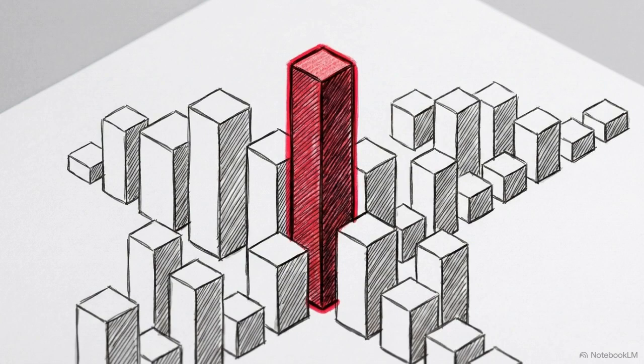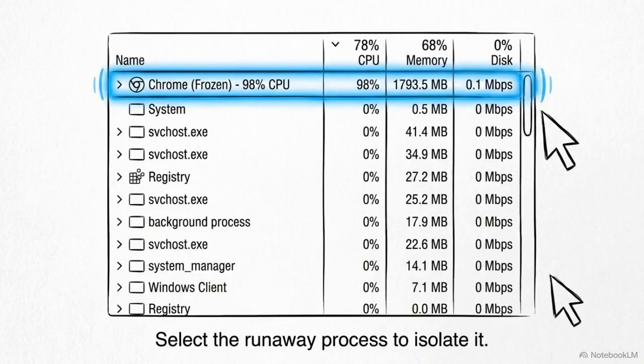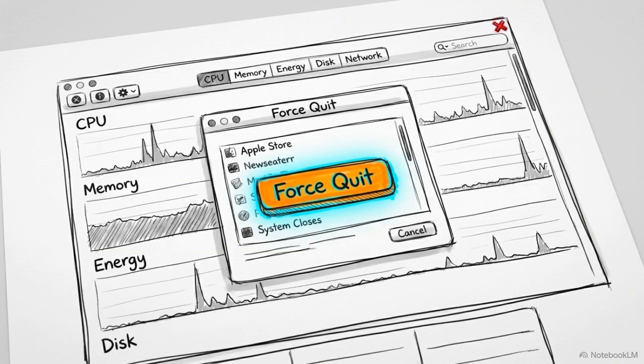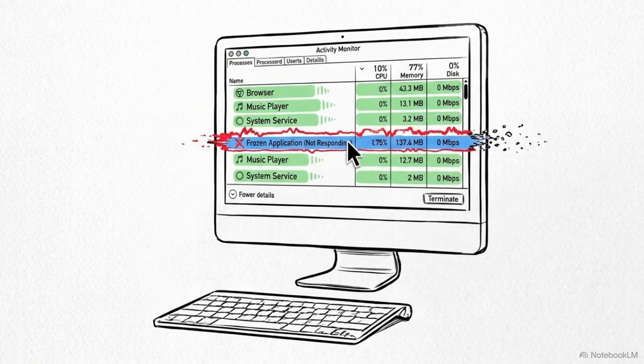Once you see that frozen application at the top of your sorted list, single-click its name so that it becomes highlighted. On Windows, simply move your cursor to the top right corner of the Task Manager and click the button labeled End Task. On a Mac, click the small X icon at the top of the Activity Monitor to trigger a confirmation prompt. From there, select Force Quit. By executing this specific command, you instruct the operating system to forcefully terminate only that single unresponsive program.